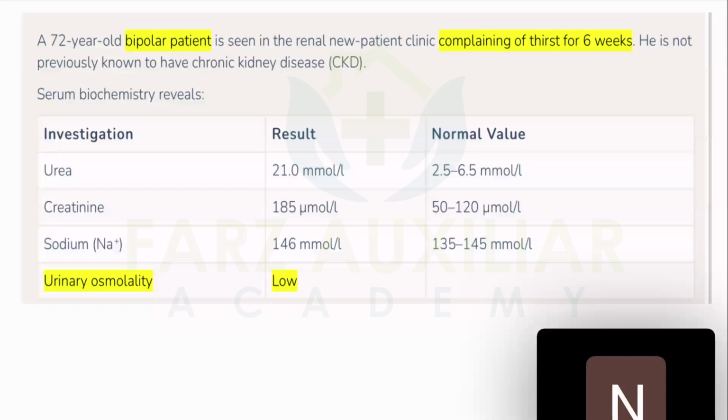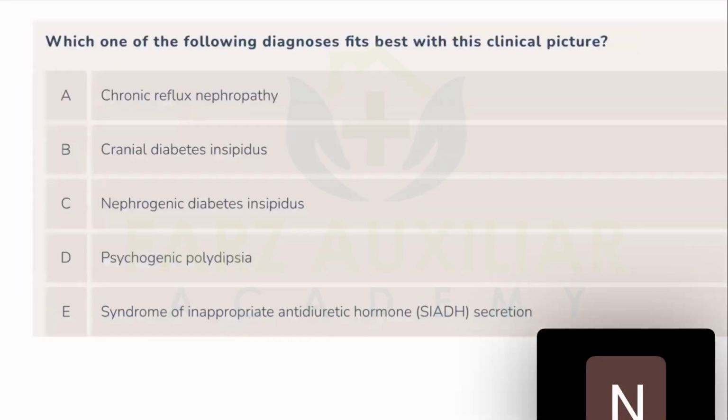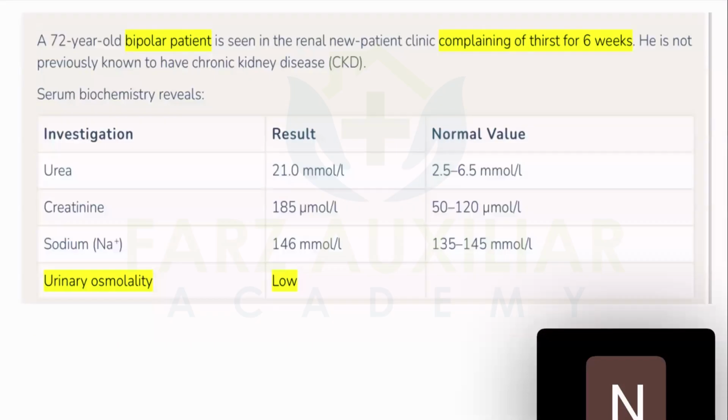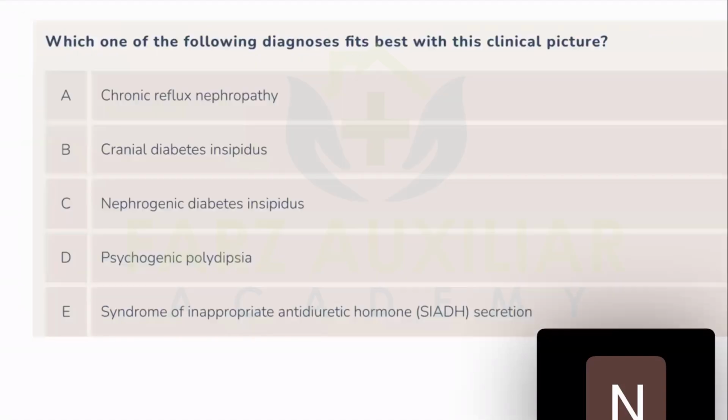And of course, the sodium is up at 146 and urine osmolality is low. So it is nephrogenic diabetes insipidus. Lithium is a known cause of nephrogenic diabetes insipidus. And what is cranial diabetes insipidus? These findings will be similar. Obviously, this history will not be there. But in cranial diabetes insipidus, the problem is the ADH hormone level. That is a central cause. And nephrogenic means there is a drug-induced cause, like here.